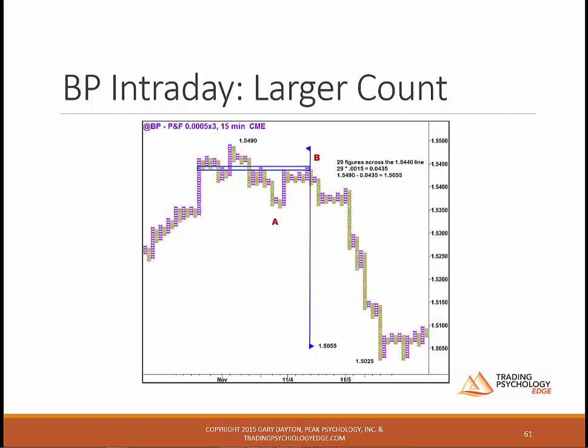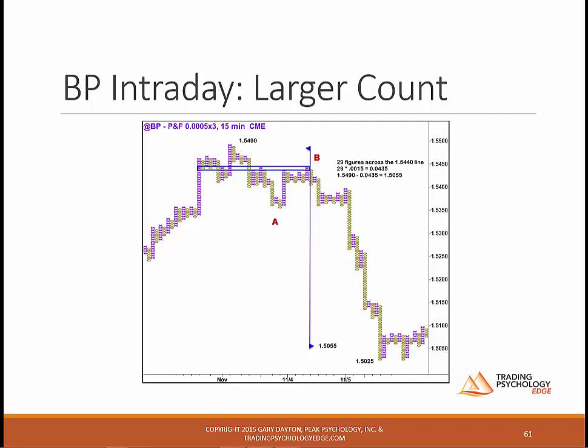If you use a 3-point box and a 1-point reversal, is that the same as a 1 by 3? No, it's not. It's totally different. You need to use a 1 box size and a 3-point reversal or a 3-box reversal.